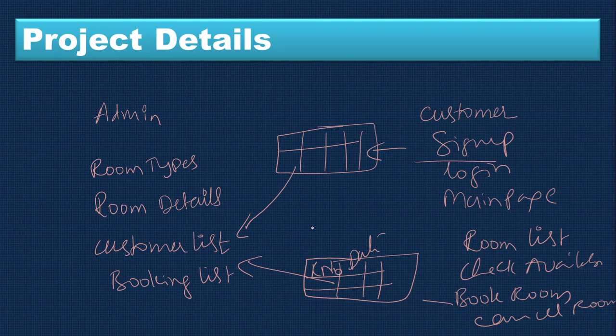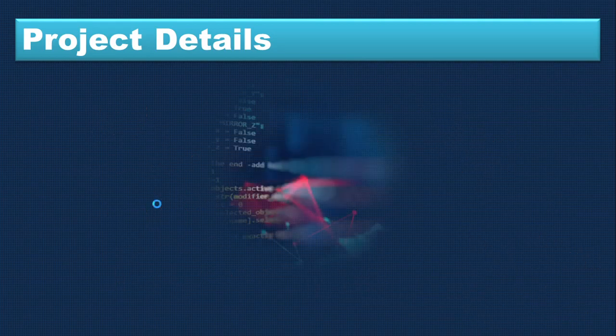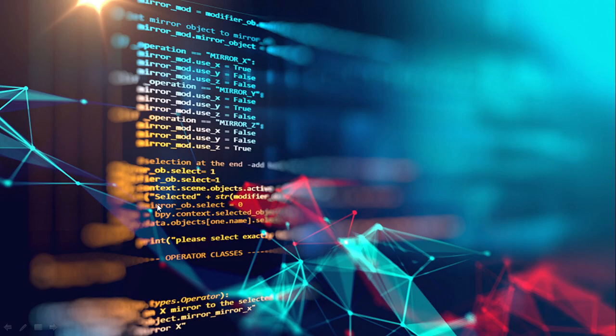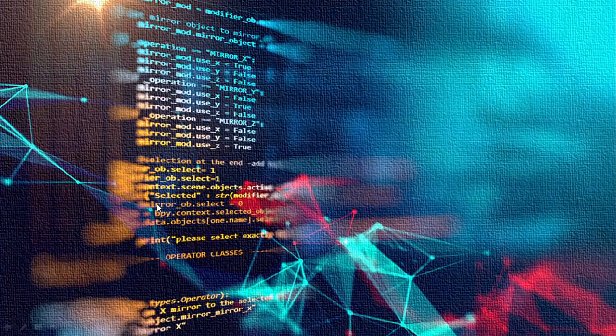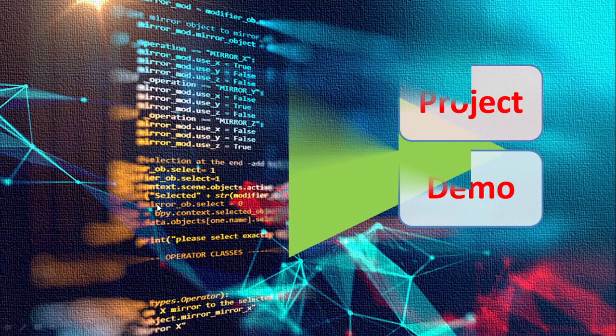So this way we can make two main modules. One is admin, one is the customer, and these are the options here and these are the options here. I'll show you the other options in the demo. Here you can see that we'll see the complete demo in ASP.NET.